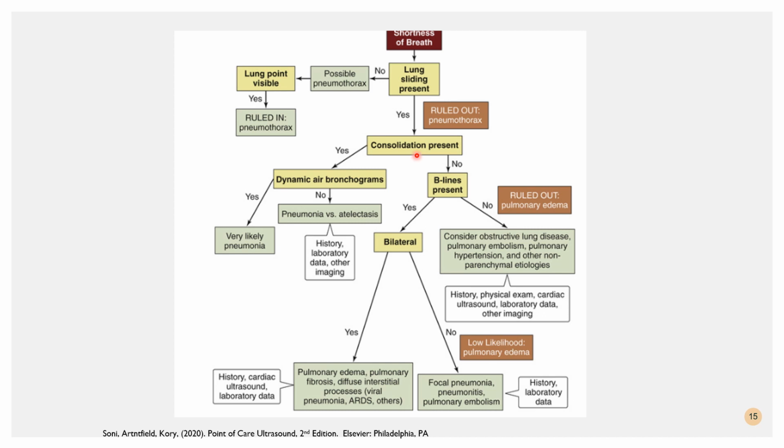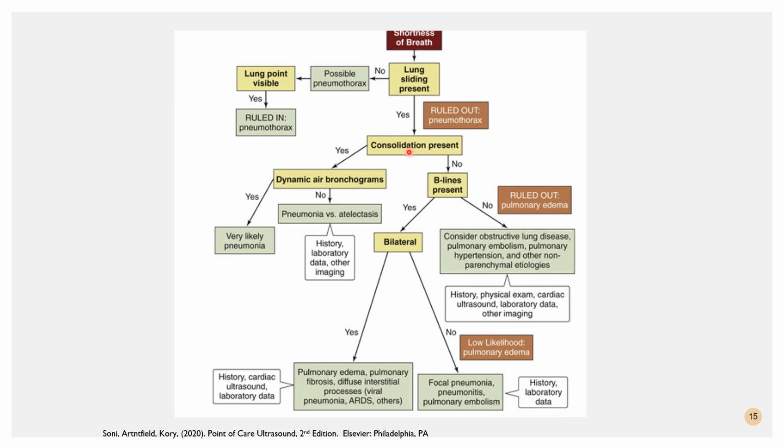Now, consolidation, if I have no consolidation, nice A lines, then that would probably rule out your consolidation. But if you have B lines, that's going to indicate that there is some consolidation there, so you'd go on to the next step. Are these bilateral? Are these unilateral? Depending on whether they're bilateral or unilateral, it will help you see if this is maybe a more systemic problem or perhaps a more focal problem.